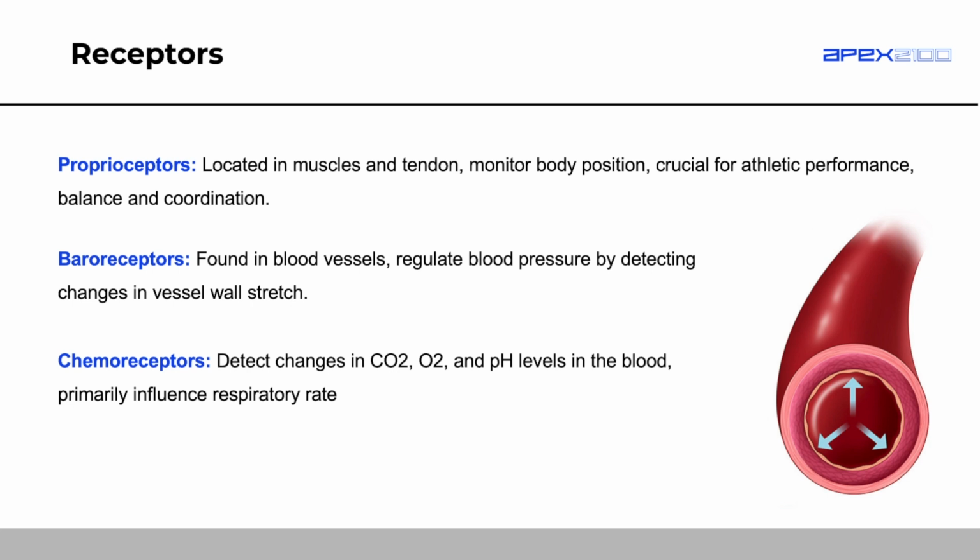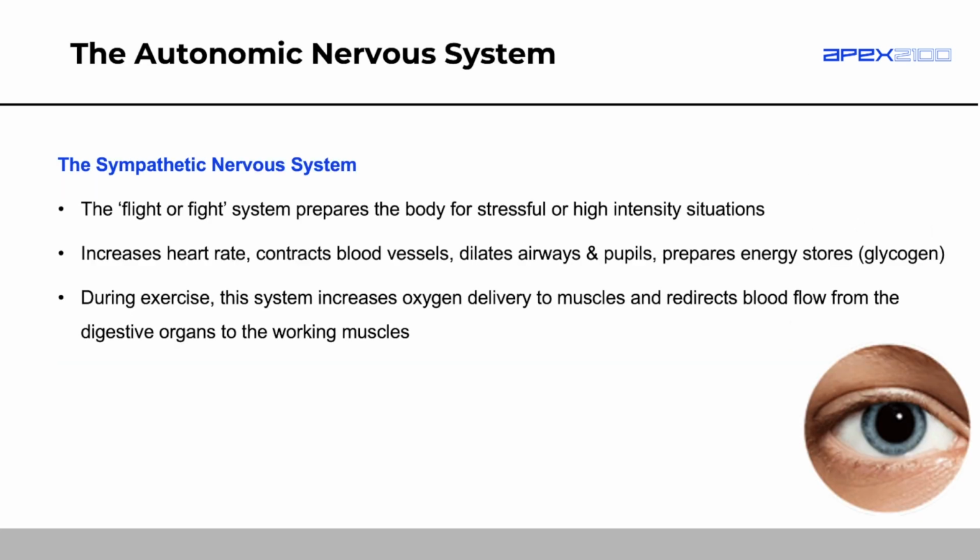A few other receptors that we need to know about as well. Firstly is the baroreceptors. These are found in our blood vessels and they regulate our blood pressure. They detect the changes in the stretch or the dilation of our blood vessels. And then the last one is our chemoreceptors, which we did speak about in the respiratory system, and they detect changes in carbon dioxide, oxygen, and the pH levels in the blood. They primarily influence the respiratory rate in order to maintain stable levels of carbon dioxide, oxygen, and the pH level of the blood.